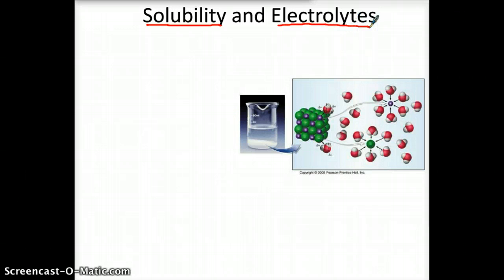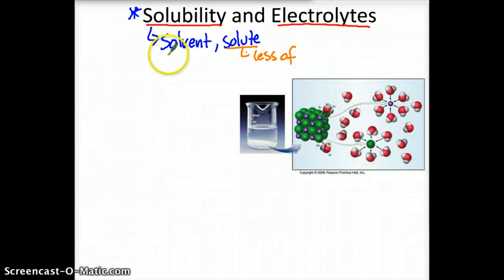So, refresher from CP Chem, solubility, a word definition to know. Solubility is the ability of a substance to dissolve. It's a measure of how well something dissolves. Okay? And there are usually two vocab words associated with solubility: solvent and solute. When we're describing substances, the solute is what you have less of, and the solvent is what you have more of.